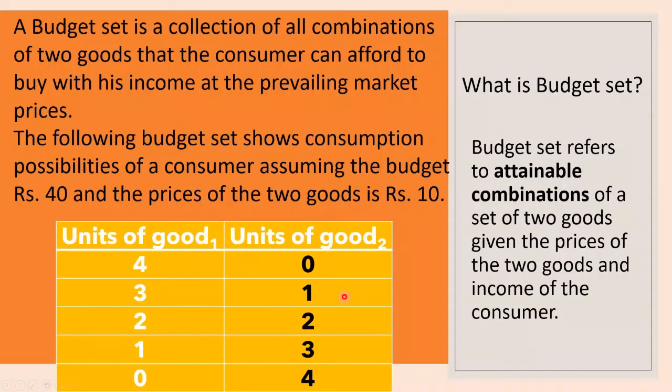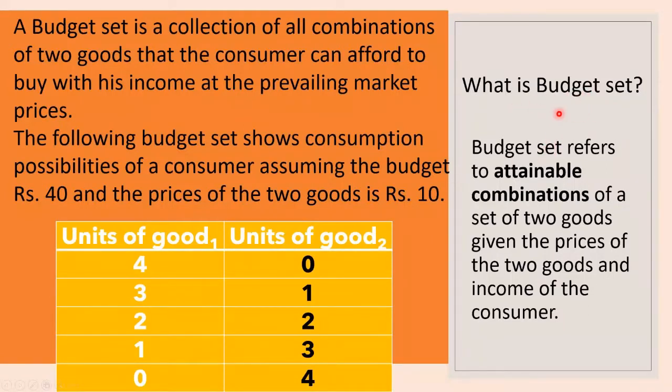He spends 40 rupees here as well, that is 30 on good 1 and 10 on good 2. Here he spends 20 on good 1 and 20 on good 2, again equal to 40. 10 on good 1, 30 on good 2, again amounting to 40. Nothing spent on good 1, all spent on good 2, again rupees 40. So you can see clearly here in this table, every combination is equal to the budget. So a collection of all such combinations is called a budget set.